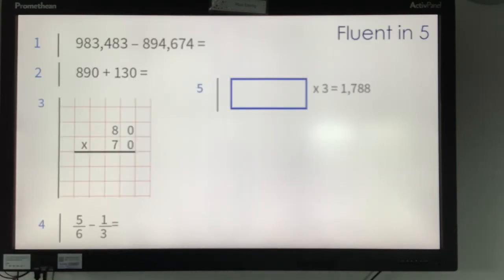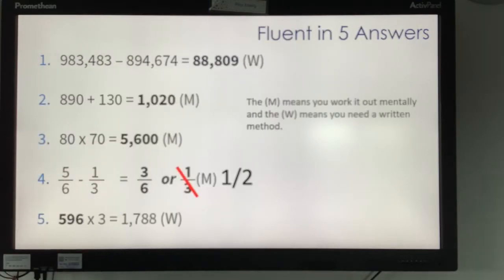So here's your Fluent 5. I'd like you to pause the video and have a go. Hopefully you paused the video. So the answers are 88,809, 1,020, 5,600, and then here again, Third Space Learning have had problems with their fractions. The answer was 3/6 or simplified to 1/2. 3/6 is not equivalent to 1/3, it is equivalent to a half. And then lastly, our missing number was 596.